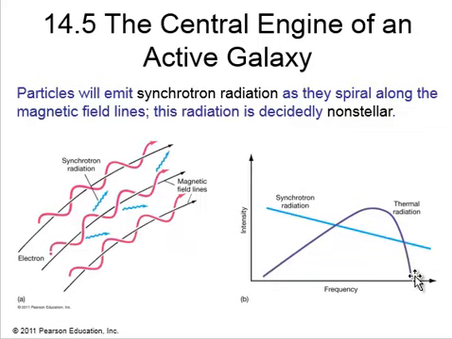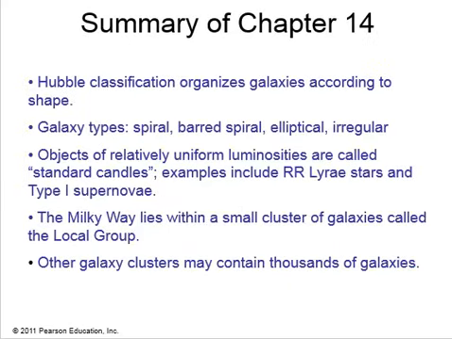Just to summarize again, remember that Hubble classified galaxies according to their shape. So we have spiral galaxies, barred spirals, elliptical, and irregular. Some people group the spiral and barred together to make three types here. I tend to separate them, so it doesn't matter so long as you remember spiral, barred, elliptical, irregular.